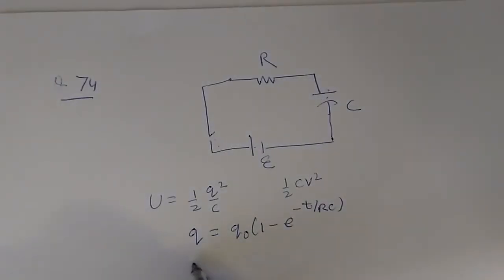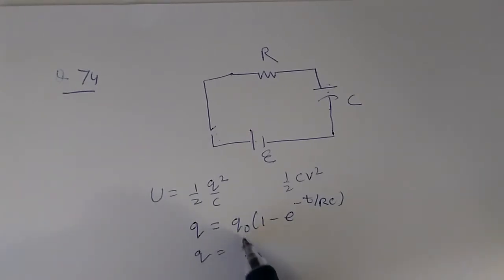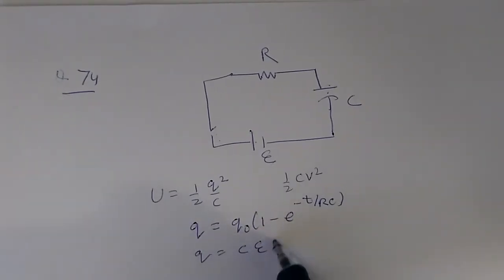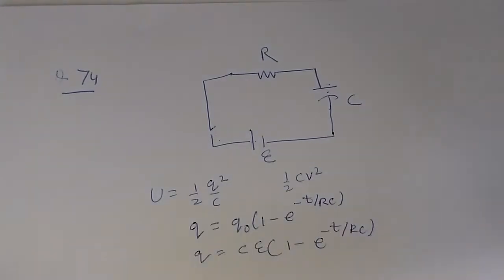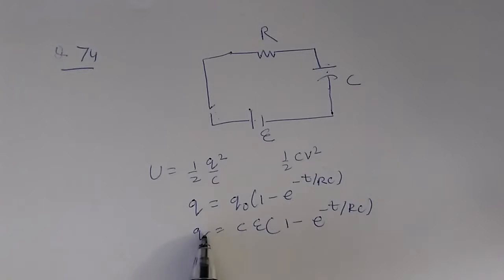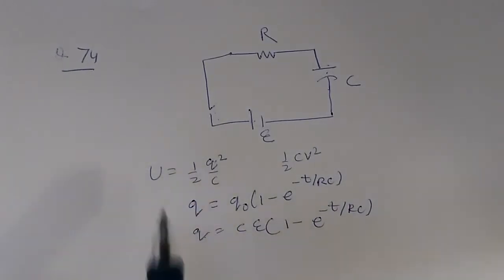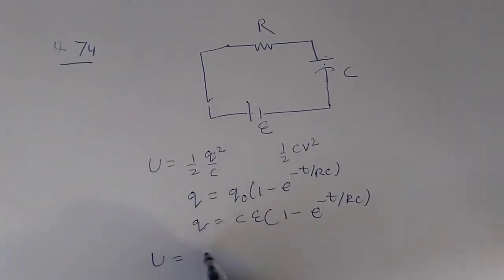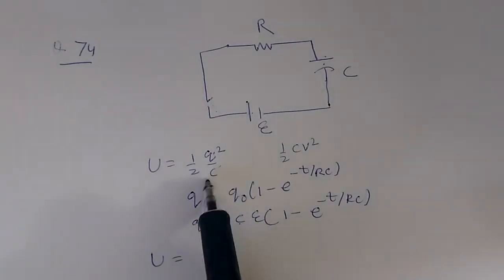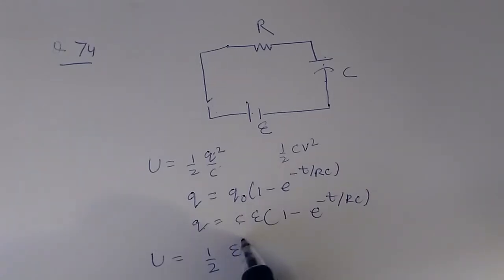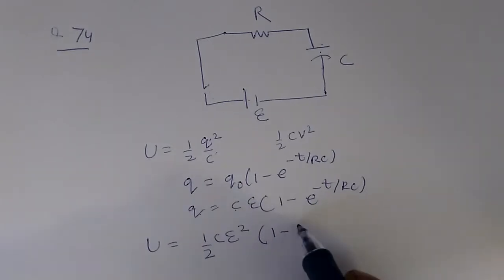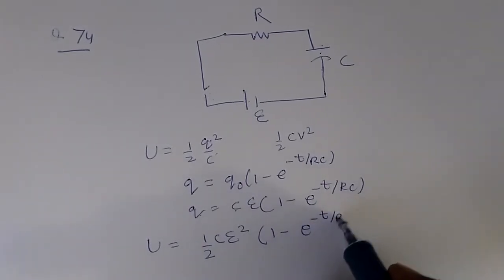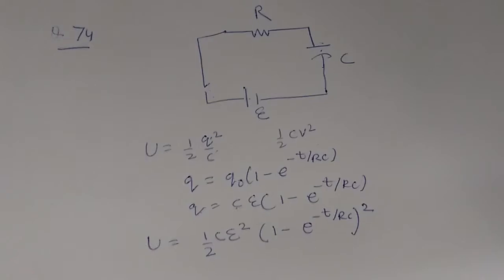So we can write this as Q is equal to CV, so C epsilon times 1 minus e to the power minus t divided by RC. Now we can substitute this value of Q right over here, so we get U is equal to half, this is C square epsilon square, cancelled by C, we have epsilon square C multiplied by 1 minus e to the power minus t upon RC, whole square.